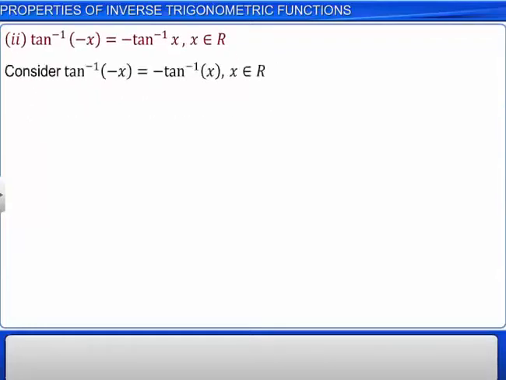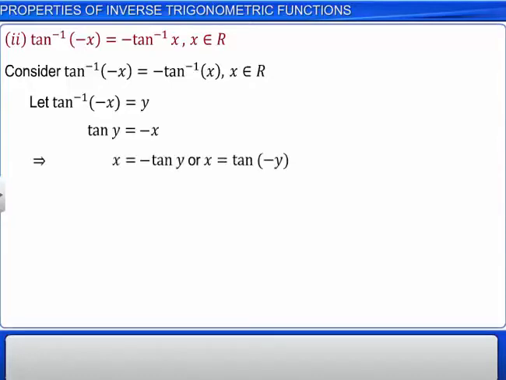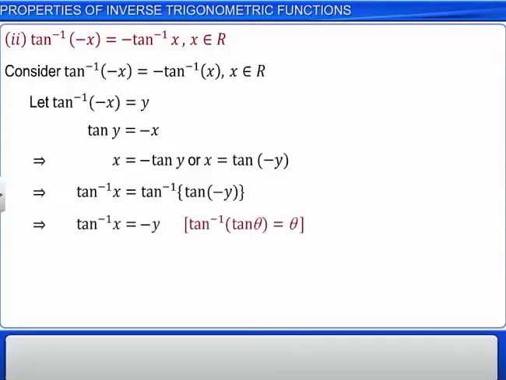Consider the second part. Let us denote tan inverse of minus x by y. This implies tan y is equal to minus x. It can also be written as x is equal to minus tan y, or x is equal to tan of minus y. Now, tan inverse of x is equal to tan inverse of tan of minus y. This implies tan inverse of x is equal to minus y, since tan inverse of tan theta is equal to theta.